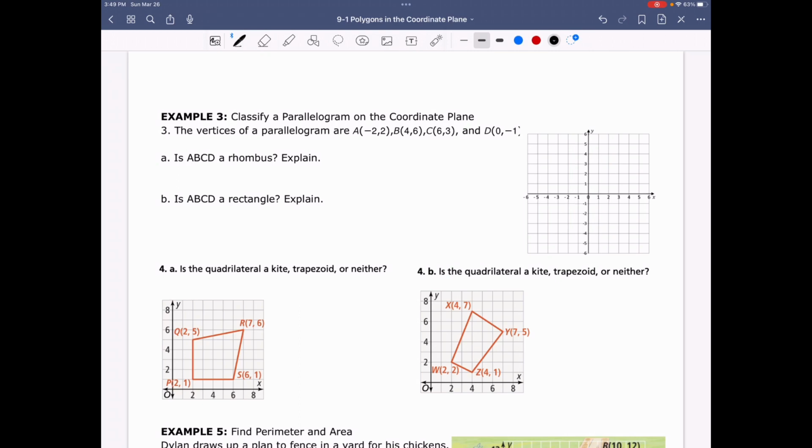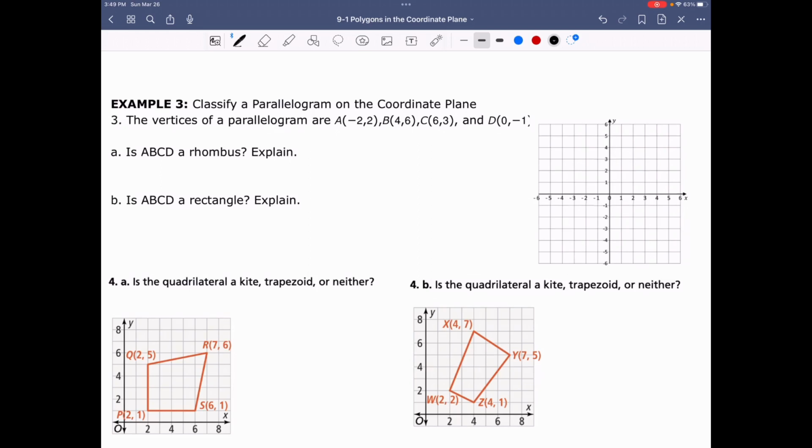And number 3, the vertices of a parallelogram, that means the points, are -2, so left 2, comma 2, that's A. 4, comma 6, right 4 up 6, that's B. C is 6, comma 3. And D is 0, which means we don't go left or right, -1, so we go down 1. We're going to connect these to create a parallelogram.